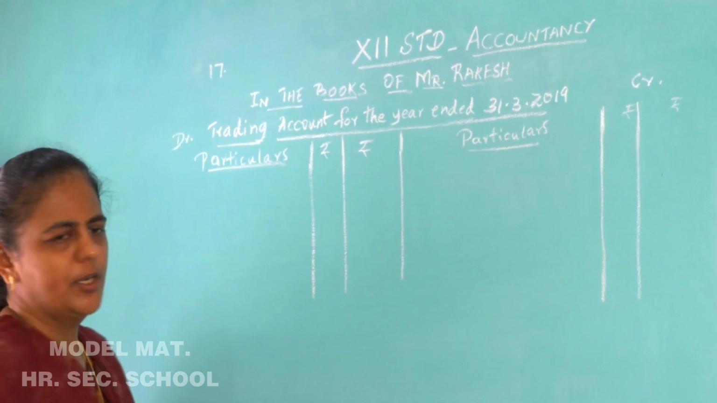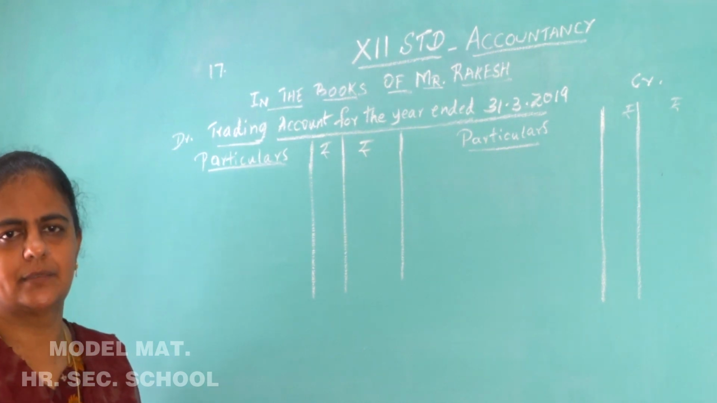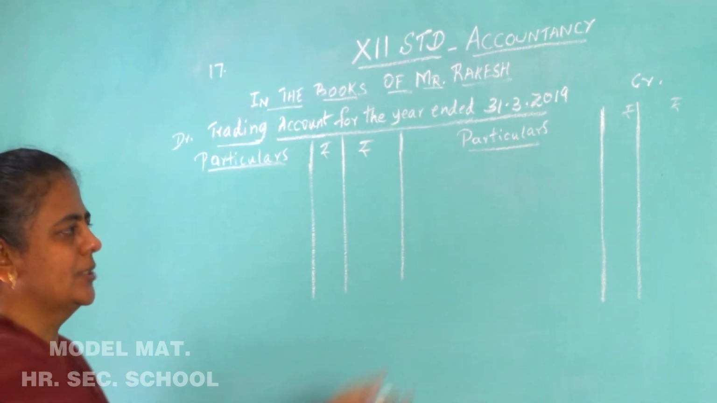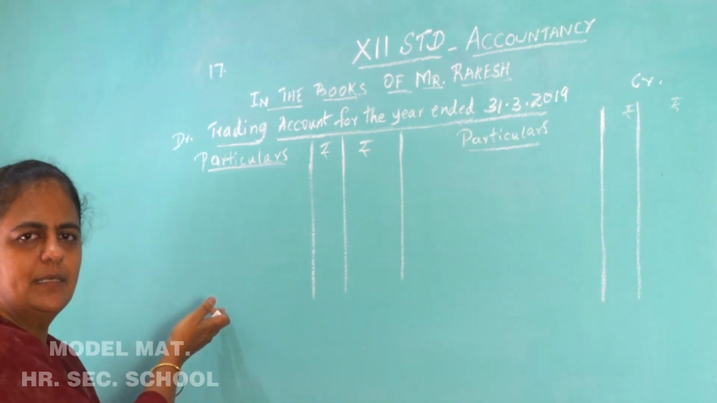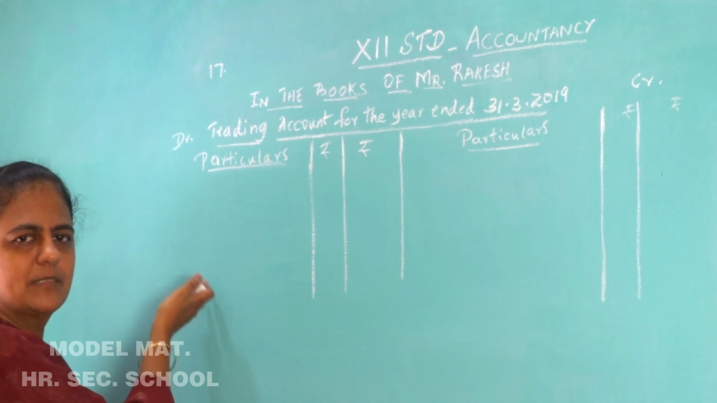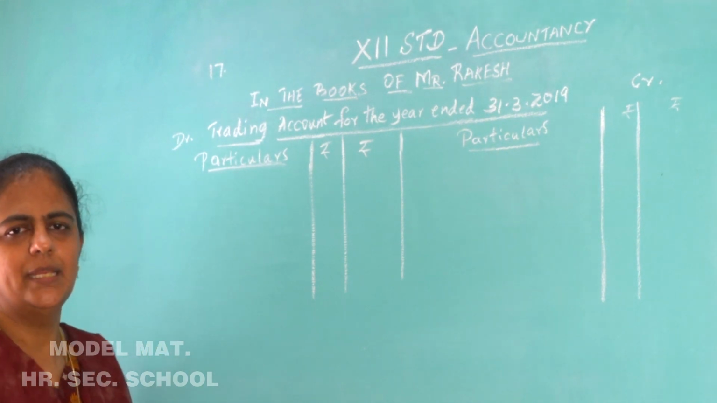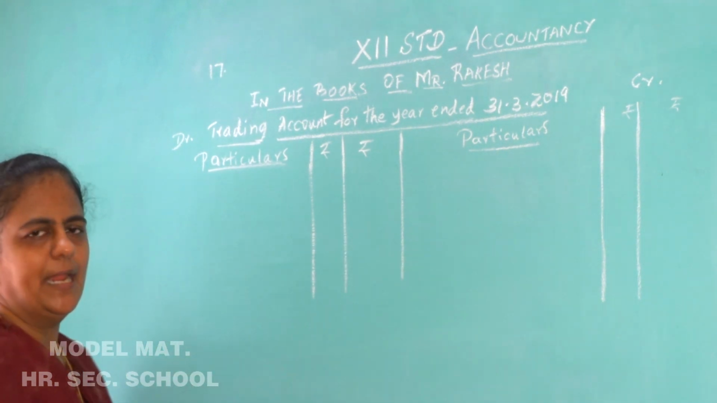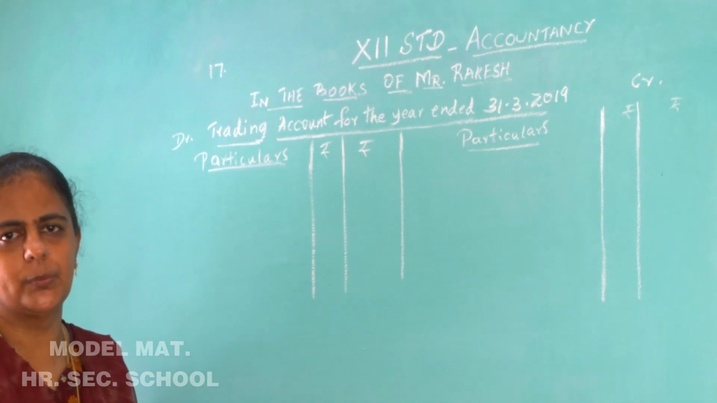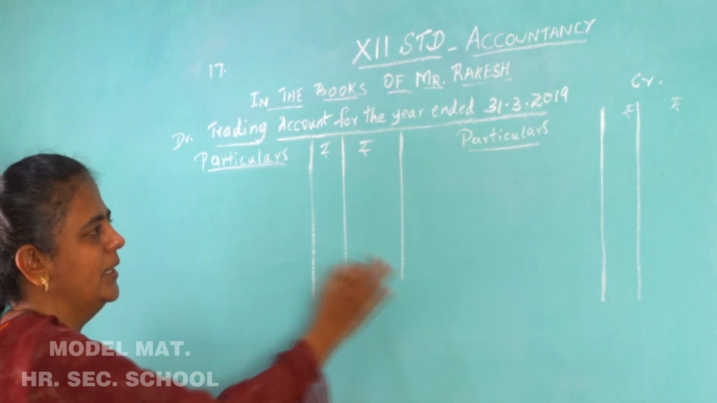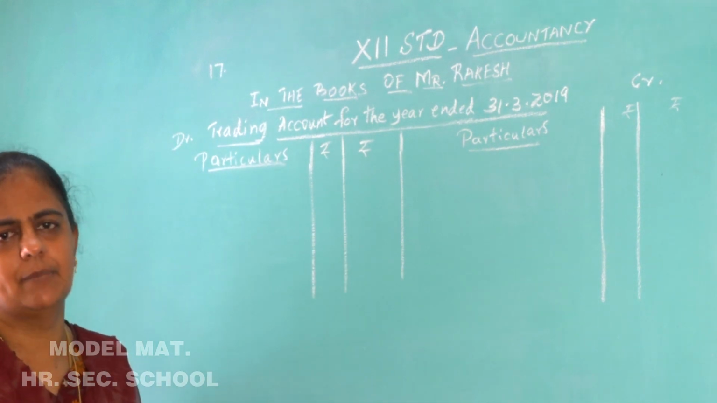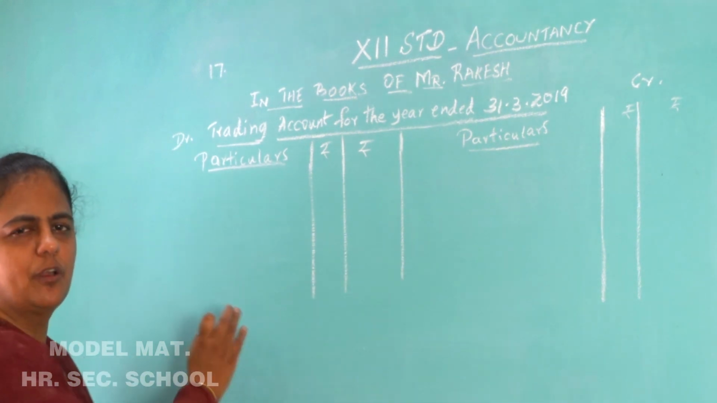Then, if there is any sales return, it should be deducted from the sales on the credit side, and if there is any purchases return, it should be deducted from the purchases on the debit side. These are the general items which appear in the trading account. If you know what items will appear on the trading account, you can easily post the sums. Let us move on to the preparation of the trading account.